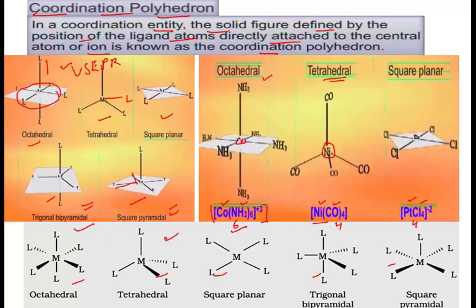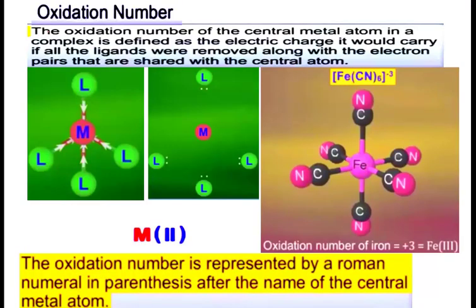Now there are 2 types of geometries in coordination number 4. We will discuss these later on, on the basis of hybridization. Square planar, right? This one is square planar. So our main focus will be on these 3 types. Now the next and the most important term is oxidation number.